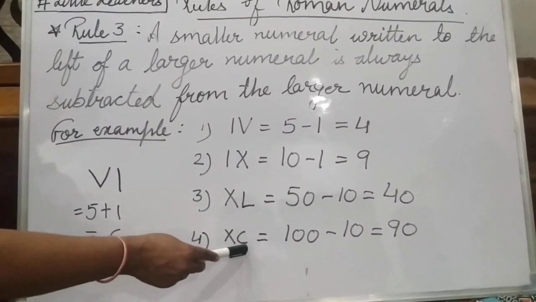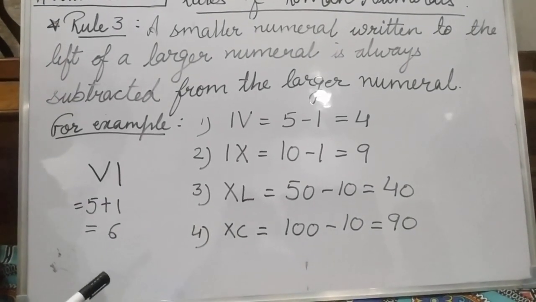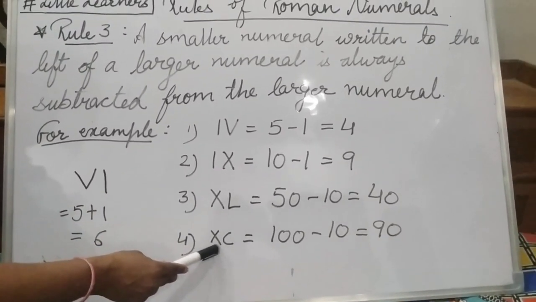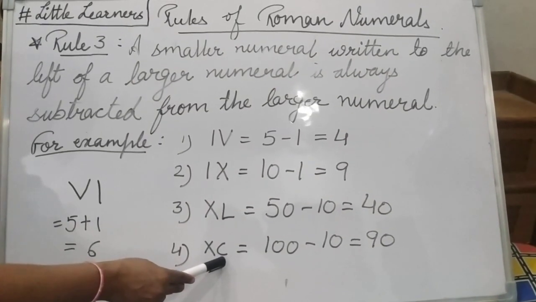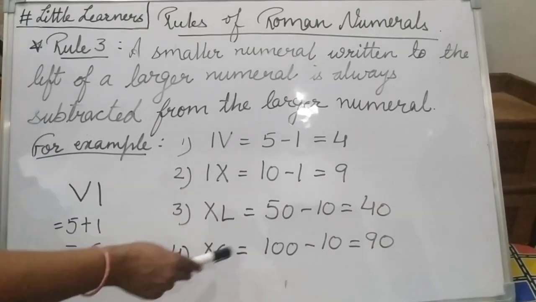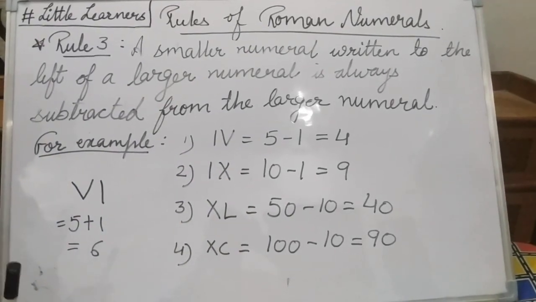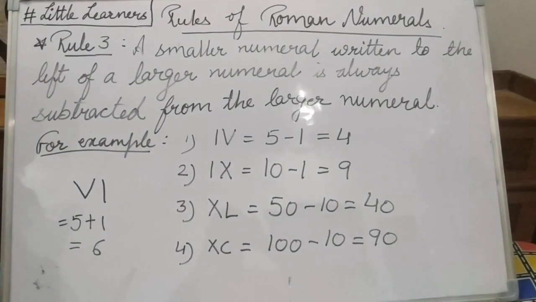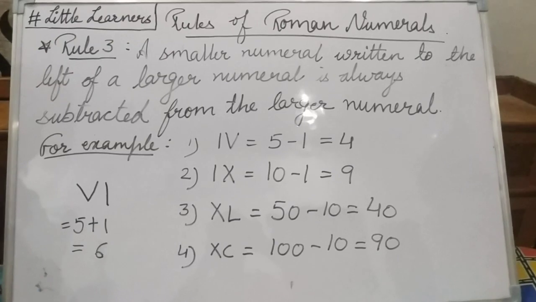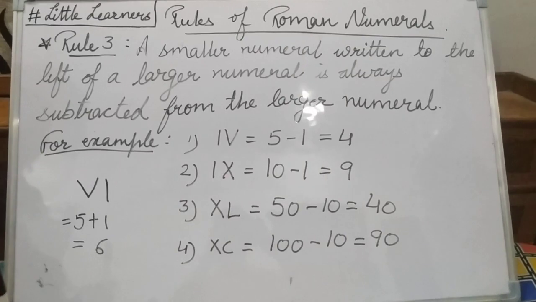The next example is XC. Children, C is 100. It is one of the symbols of Roman numbers. So XC, here also X is written on the left side of C, and C is greater than X. So we need to subtract 10 from 100. So XC means 90. So children, whenever a smaller numeral is written on the left of the larger numeral, we need to subtract the smaller one from the larger one. So this is my rule number 3.